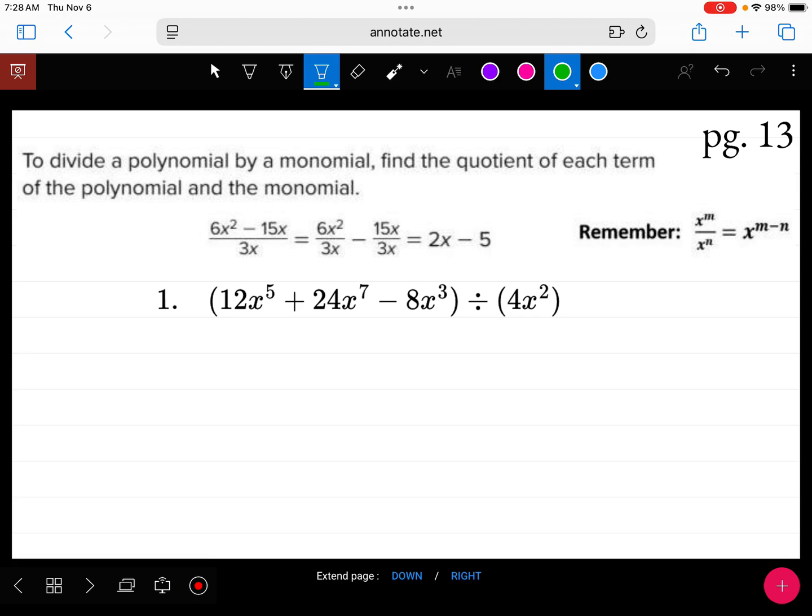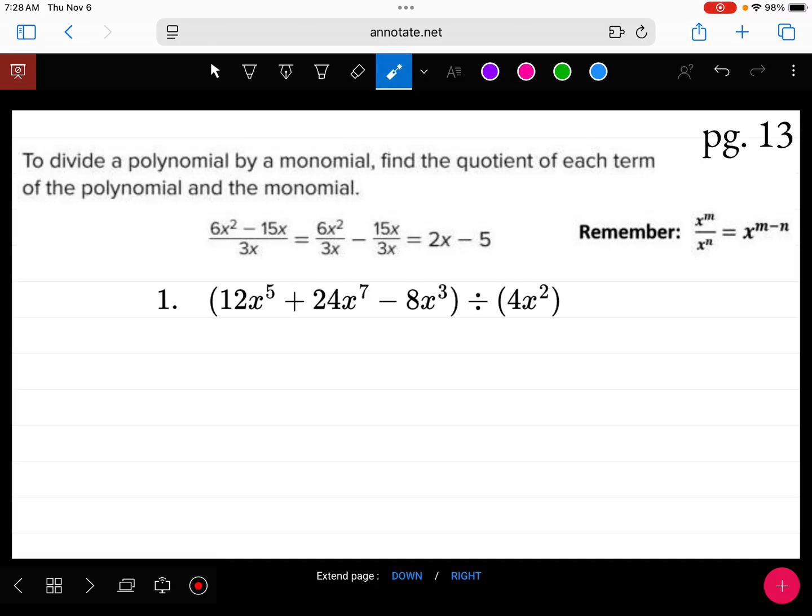What that means is we are taking our polynomial, poly meaning many things, and we are dividing it by a monomial, mono, one thing. So a many thing divided by a one thing. When we are dividing by just a single term only, we are going to switch it from division, where it looks like actual division, to a fraction. And I know we don't like fractions, but I promise it's better.